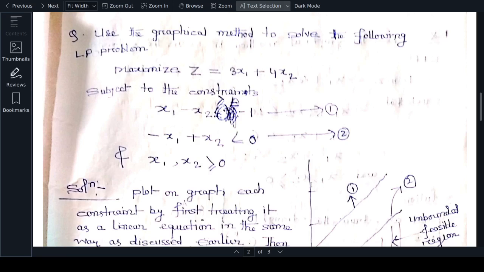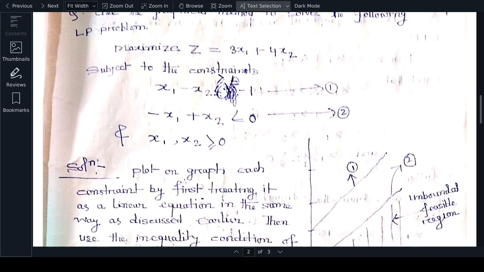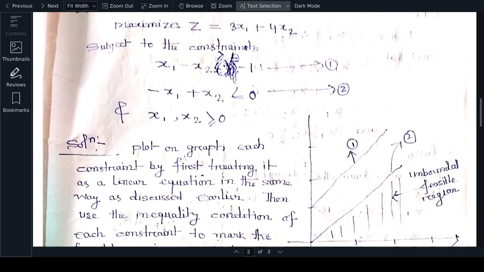0 and minus 1 will be one coordinate, yes, and another one will be, you see here, when x1 is 0, x2 is 1. So 0 and 1 is another coordinate.